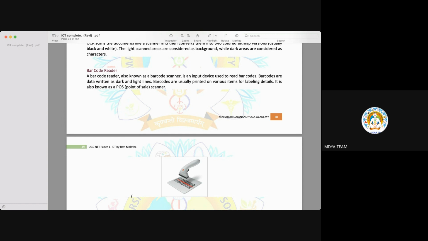So the barcode reader reads those instructions or those printed labels. They can read the details of what the item is meant for. So it is also known as POS, that is point of sale scanner.